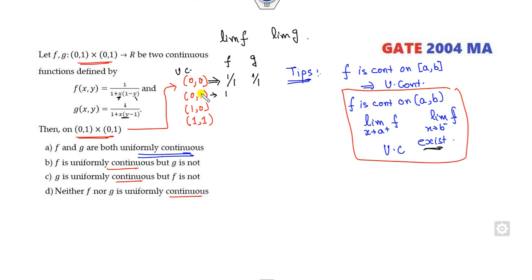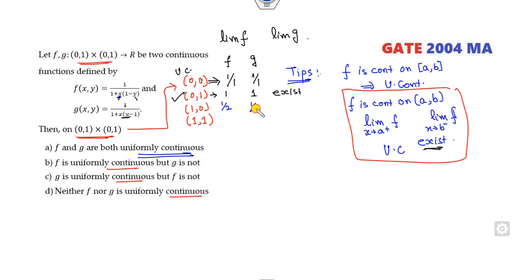At x equal to 1, y is equal to 1 and x is 0, it's again a 1. Both exist. Fine, it's also uniformly continuous. Check about 1, 0. When it's a 1, it's a 1 and it's a 1, so it's a half. It's a 1 and it's a 0, so it's a minus 1.